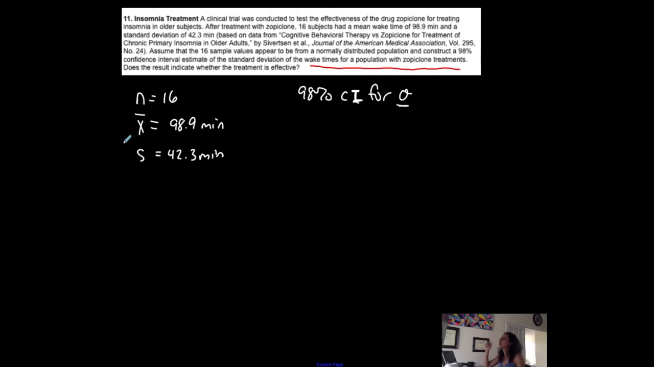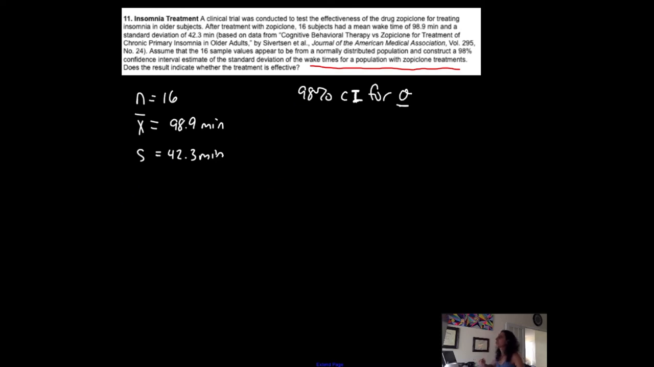I'm going to read it one more time and look at the stuff that I pulled out. A clinical trial was conducted to test the effectiveness of the drug zopiclone for treating insomnia in older subjects. After treatment with this drug, 16 subjects had a mean wake time of 98.9 minutes and a standard deviation of 42.3 minutes. Construct a 98% confidence interval estimate for the standard deviation of the wake time for a population with zopiclone treatments. You are going to have to decipher what situation you have. If I have time, I'll do a mixture, and you will have to tell me. Let's practice a couple of these first.